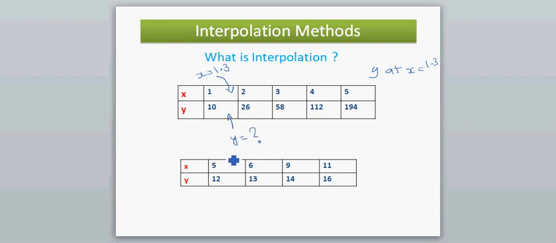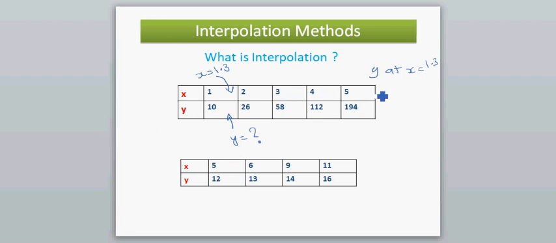This type of calculation is basically called interpolation. Estimating the values based on some finite number of observations is called interpolation. That's all. Need not be 1.3. Any point in between 1 to 5 is called interpolation.